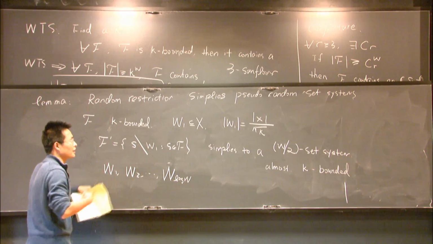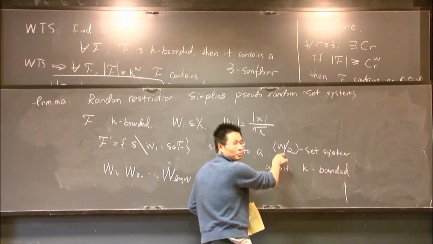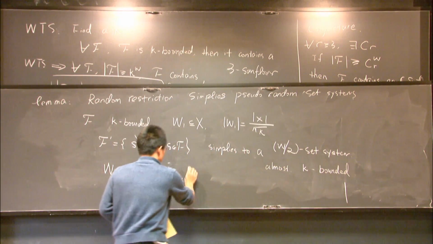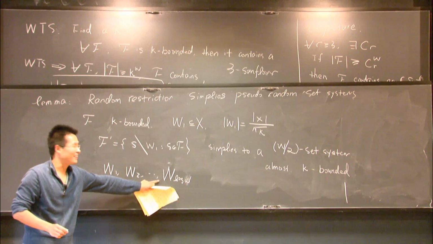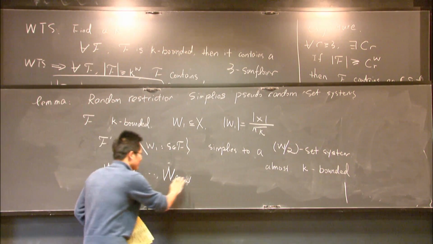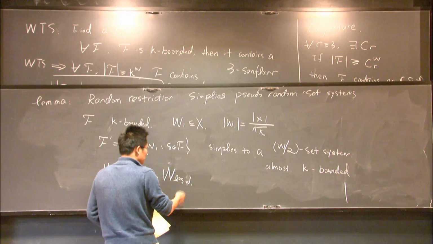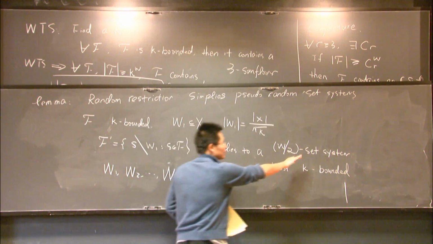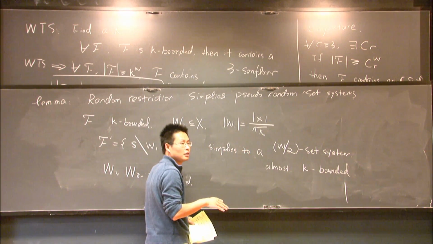So it simplifies again and again until log W. Sorry, this is small w, and this is a capital W. This is a set and this is a size. Okay, we simplify it again and again. If we simplify it for log W rounds, then finally it will contain an empty set.